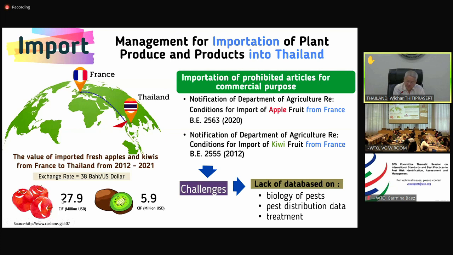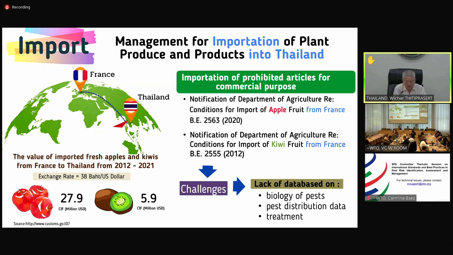We are not aiming for the zero risk. That is very important. But to minimize the risk to an acceptable level with reasonable options is our objective of the pest risk analysis.